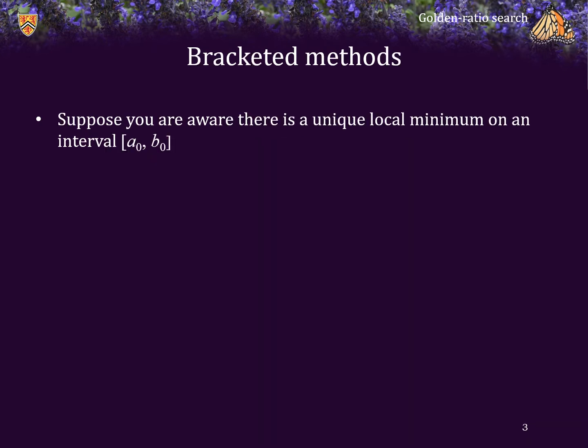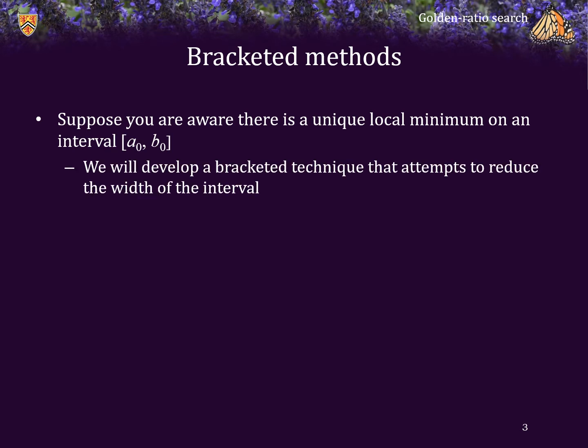Now you will recall that for the bisection method, what we did is we guaranteed that there was a root on a particular interval. Suppose that you're aware that there is a unique local minimum on an interval from A0 to B0. We're going to develop a bracketed technique that attempts to reduce the width of this interval in a manner that is efficient.